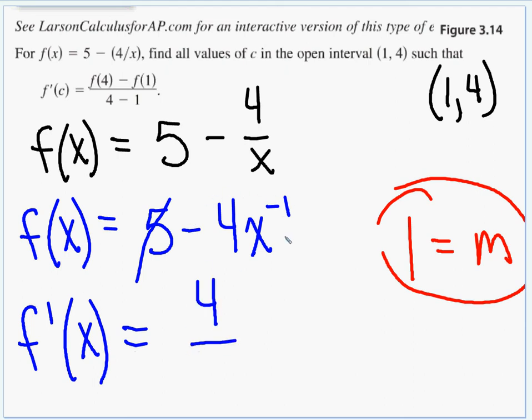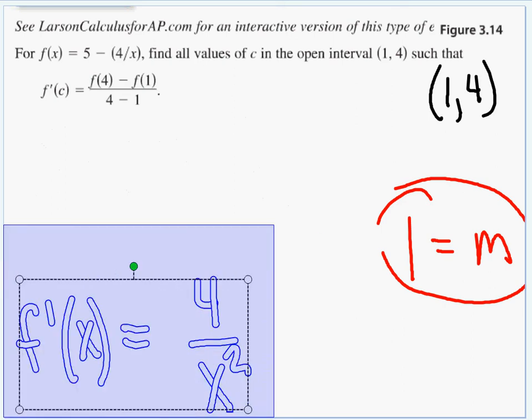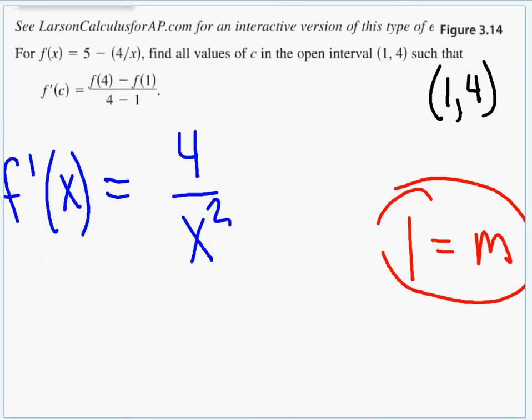If we were in a Rolle's problem, we would set our derivative equal to 0. But this is mean value. So we're going to set this derivative equal to our secant line slope, 1. So if we set this equal to 1, let's solve it. To get the 4 alone, let's multiply both sides by x squared. So we get 4 is equal to x squared. And if we take the square root of both sides, we get x equals plus and minus 2.